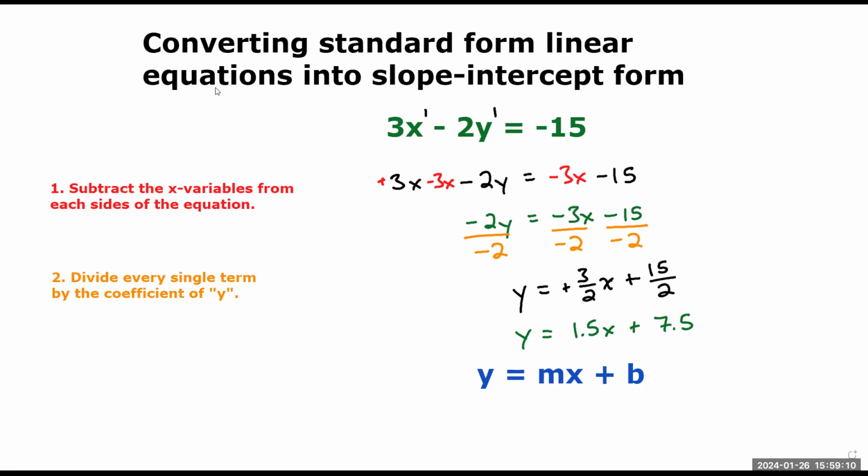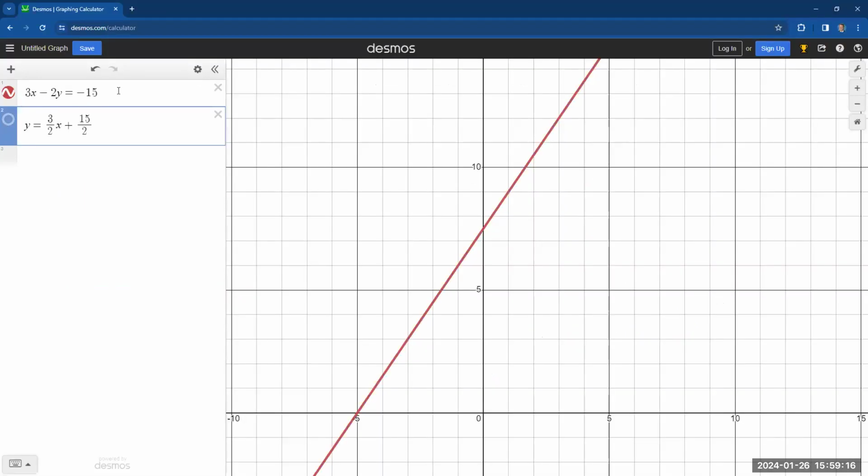So we're looking at Desmos here, in red with the highlighted equation on the left-hand side of the screen. We're showing that 3x minus 2y is equal to negative 15. And then in blue, we've got our slope-intercept form equation, y is equal to 1.5x plus 7.5, or 3/2 x plus 15 over 2.